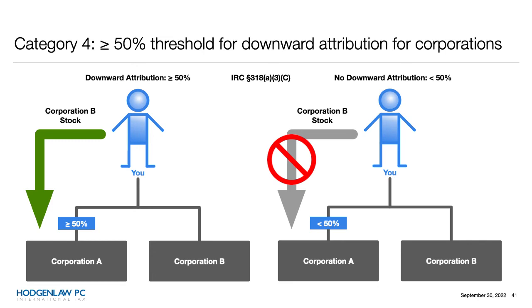And I can't tell you how much this thing bugs me, the exact 50%, and I can't tell you all the different places in tax law where you have to look again and again. Does it say more than X percent, or exactly 50% or more? So this is a 50% or more will create downward attribution, and less than 50% will not.